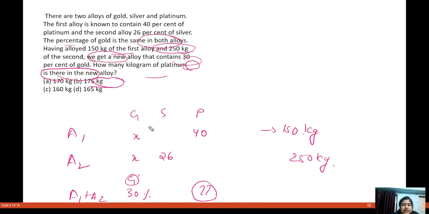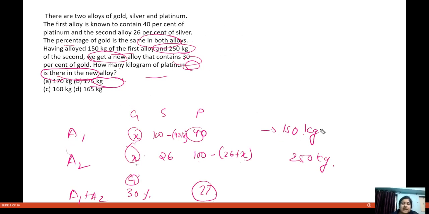The information given here is that we have, let's say, X percent gold and X percent gold. Silver we are having 100 minus 40 plus X, and here platinum we are having 100 minus 26 plus X percent. Now it is saying that we get a new alloy that contains 30% of gold. We are considering this as X percent.